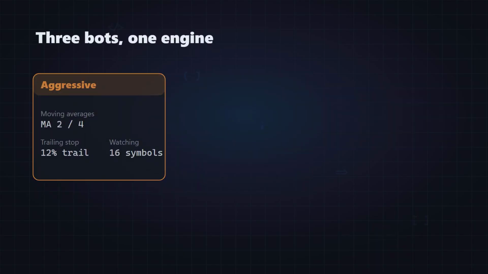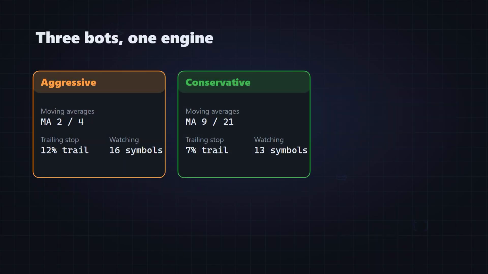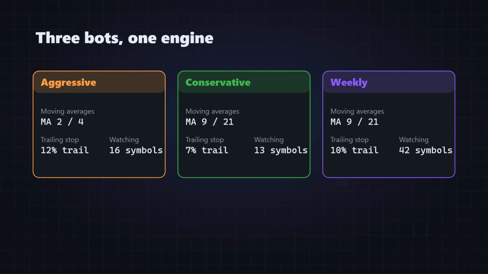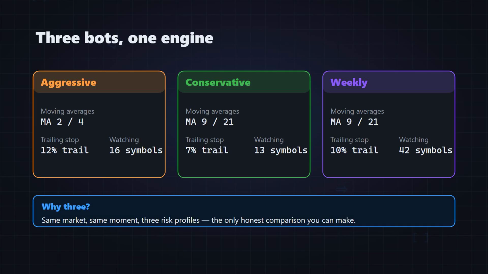Now, rather than building one bot, I built three. Same engine, three different personalities. The aggressive one uses very fast-moving averages, a 2 and a 4, with a 12% trailing stop across 16 symbols. The conservative one is much calmer, a 9 and a 21, with a tighter 7% stop. And the weekly one is a screener and swing bot watching 42 symbols. Running them side by side means you are comparing strategies against the same market at the same time. That is the only honest comparison you can make.